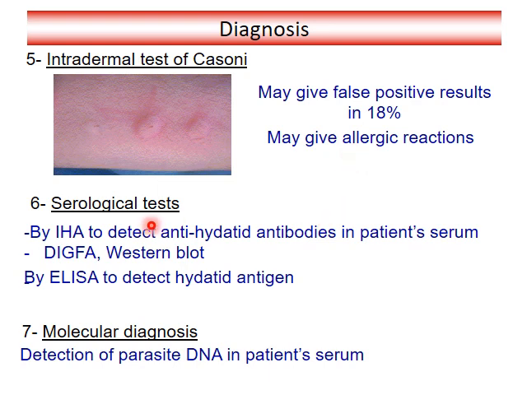There are serological tests available for the detection of antibodies and antigen, like ELISA and hemagglutination assay, and molecular diagnosis is also available for the diagnosis of hydatid cyst.